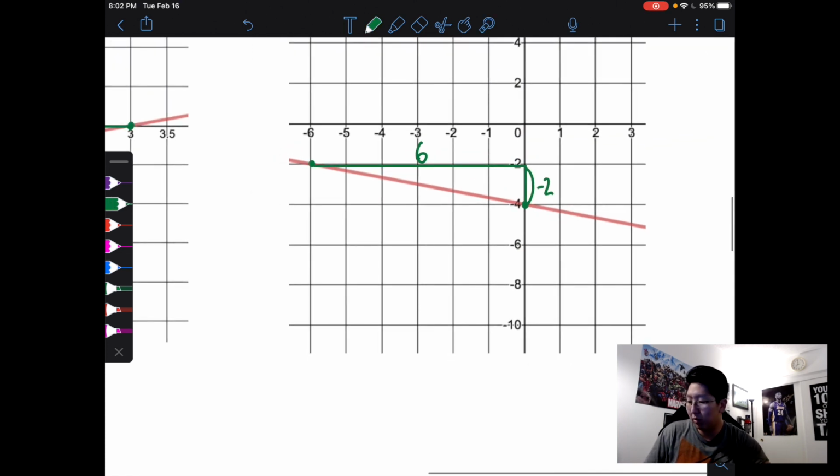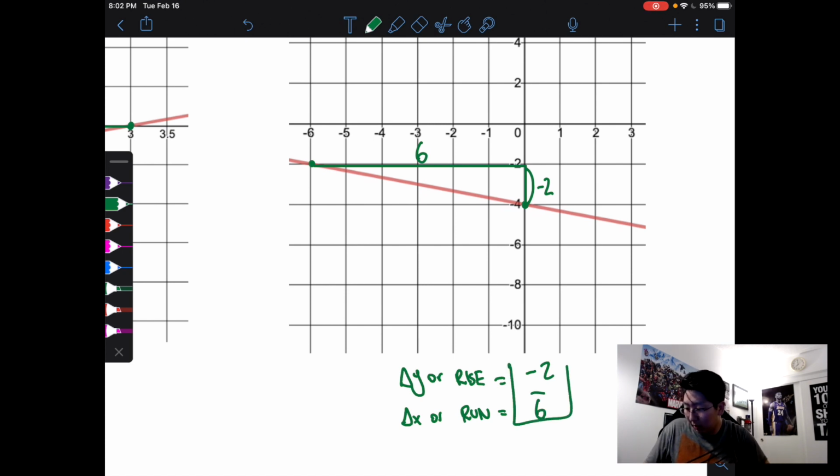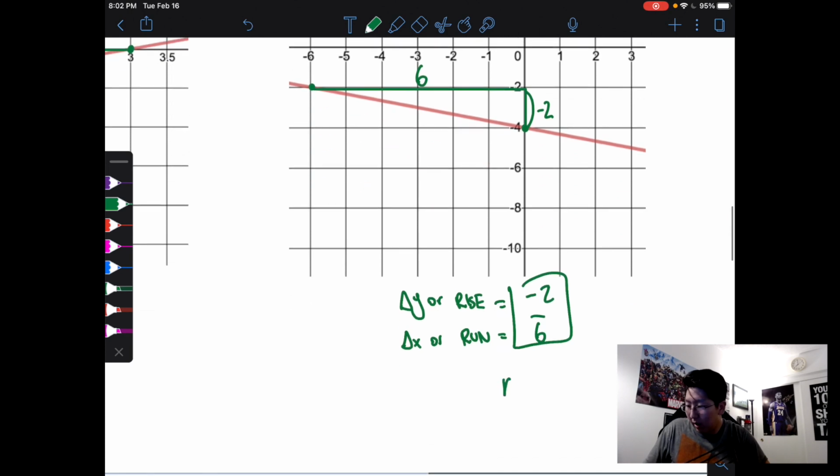Okay, so what's my change in y or my rise? Change in y, up and down. How much does it change between these two lattice points? -2. Change in x or my run. How much does it change from left and right? If I were to run this, left and right, it'd be over 6, and that's all it is. M equals -2 over 6.